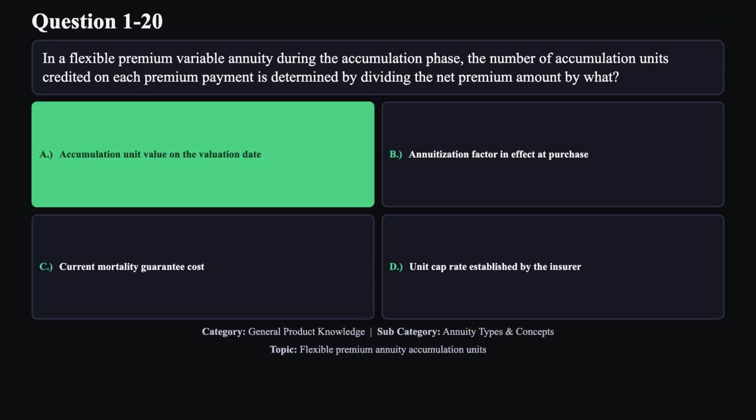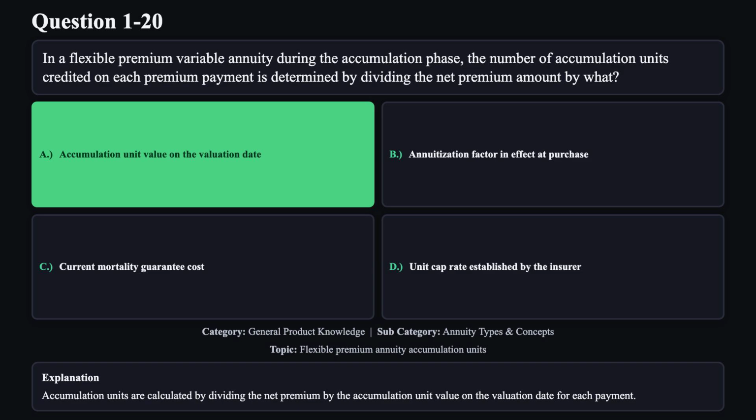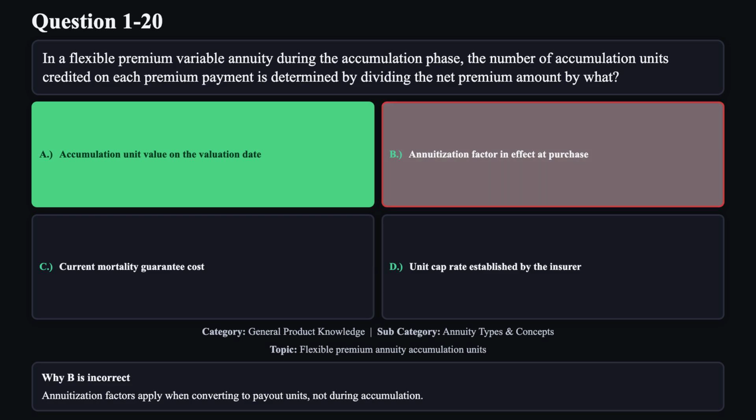The correct answer is A. Accumulation units are calculated by dividing the net premium by the accumulation unit value on the valuation date for each payment. Reason B is not correct. Annuitization factors apply when converting to payout units, not during accumulation.